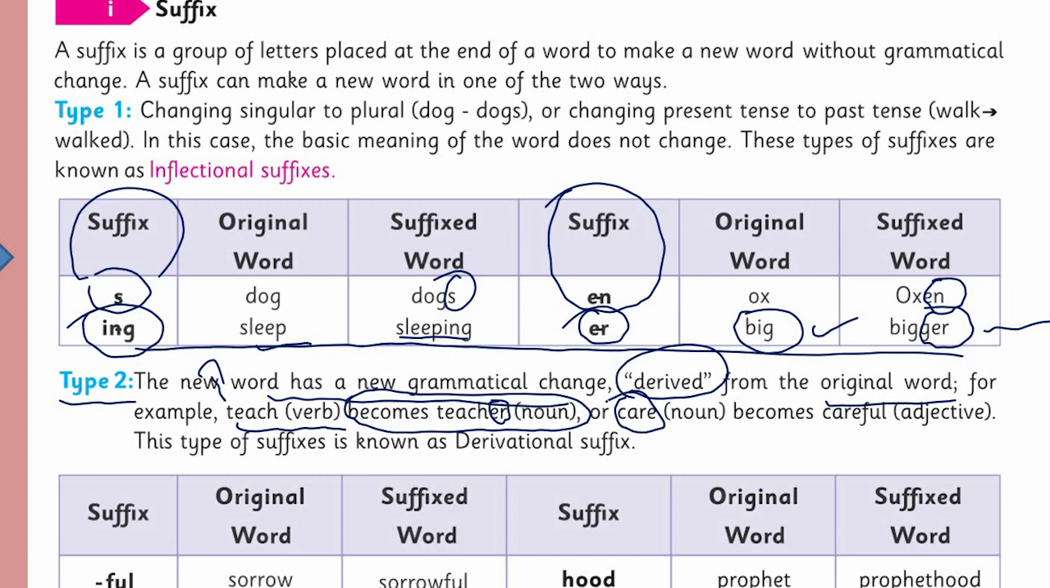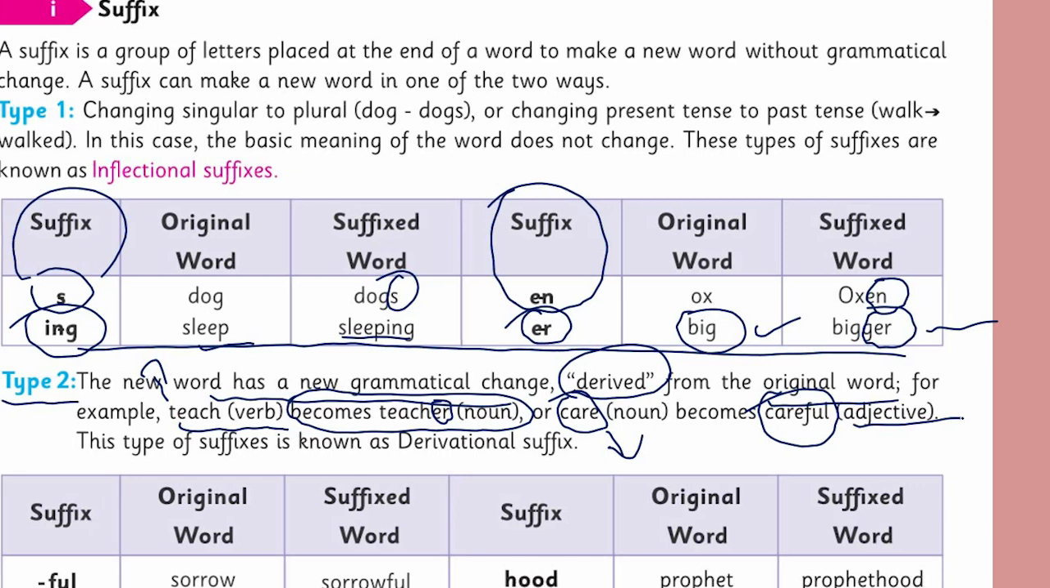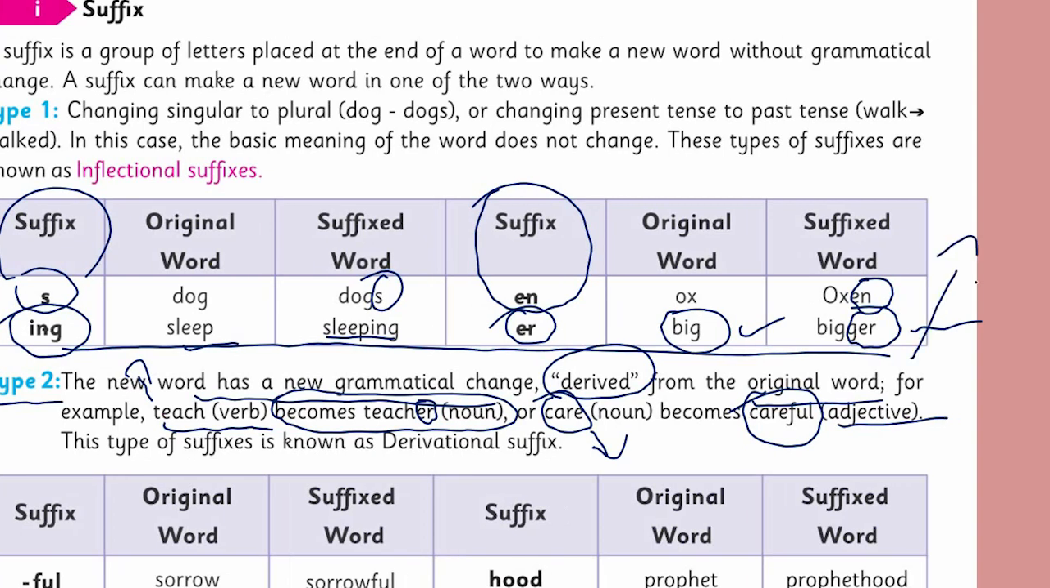If we add ful here, it becomes an adjective. I told you adjective is a part of speech which describes the noun. It can be opinion, size, smell. So care is a noun here. If we add ful here, it totally changes its meaning. It becomes an adjective here, which is an opinion about a noun. For example, he is very careful.